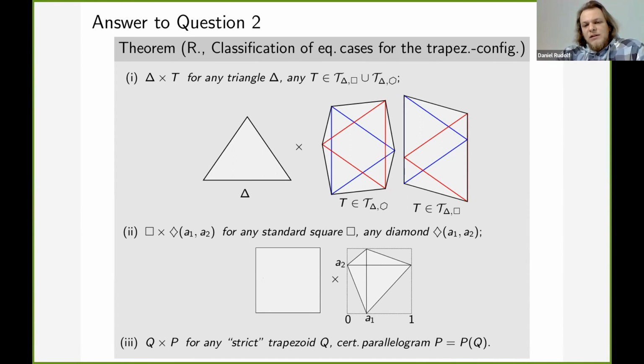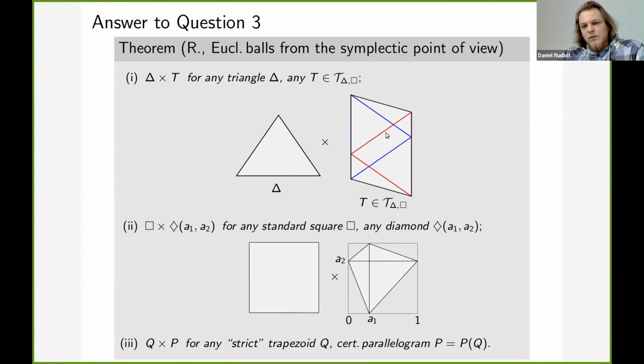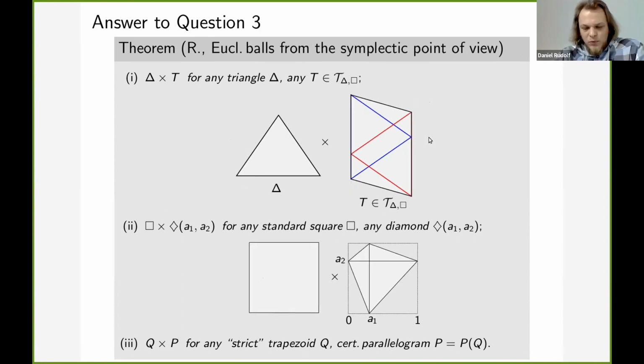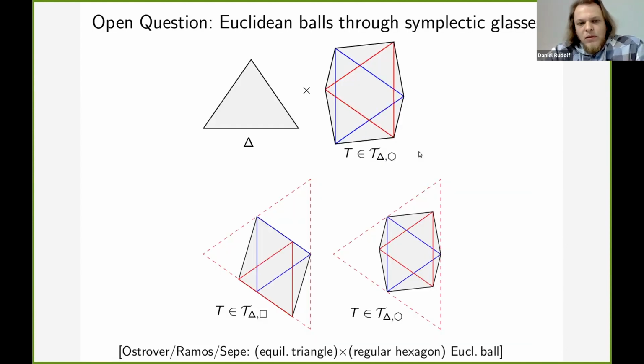And yeah, now one can say that all of them are symplectomorphic to a ball, except for the equality cases where we have hexagons and parallelograms, and one can prove that these are symplectomorphic to the ball if one has parallelograms. So this immediately implies an open question: whether these Lagrangian products of a triangle and a hexagon, which are convex volume minimizing convex hulls of these two rotated deltas, are Euclidean balls through symplectic classes.